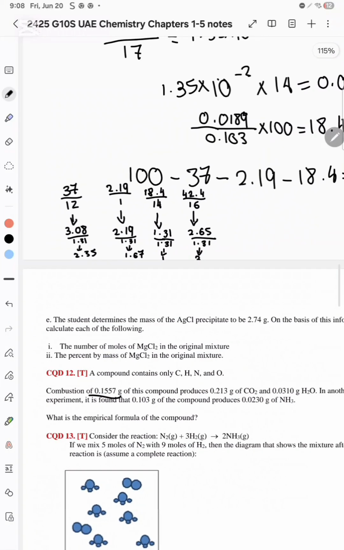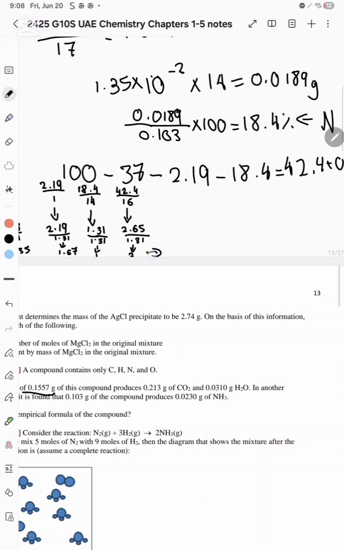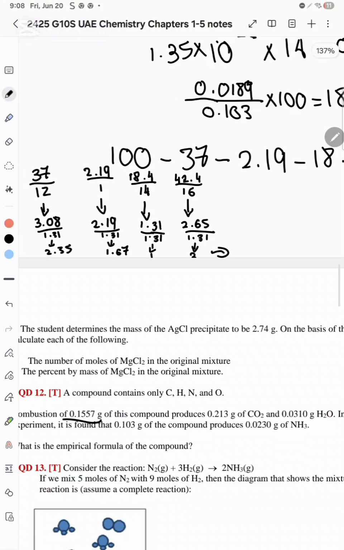Now, what did we say? When we have any type of decimal, what do we do? We have to multiply everything by either 2, 3, or 5 until you get every single one a whole number. So after trial and error, 3 is what worked out. When you multiply by 3, all of them are a whole number.